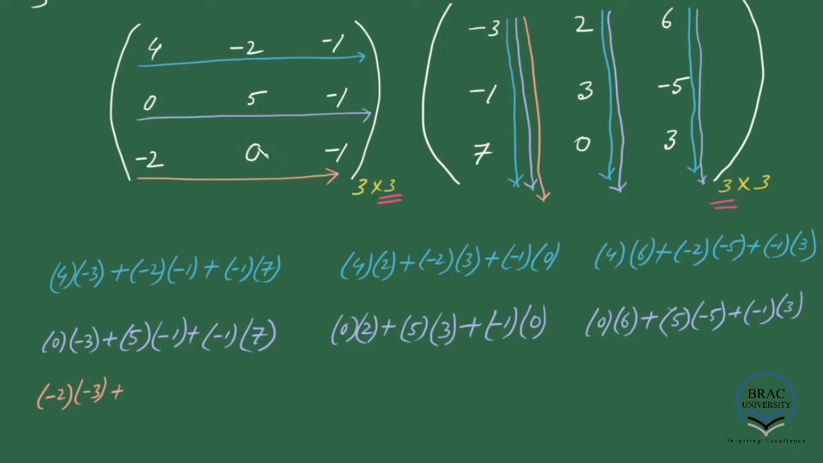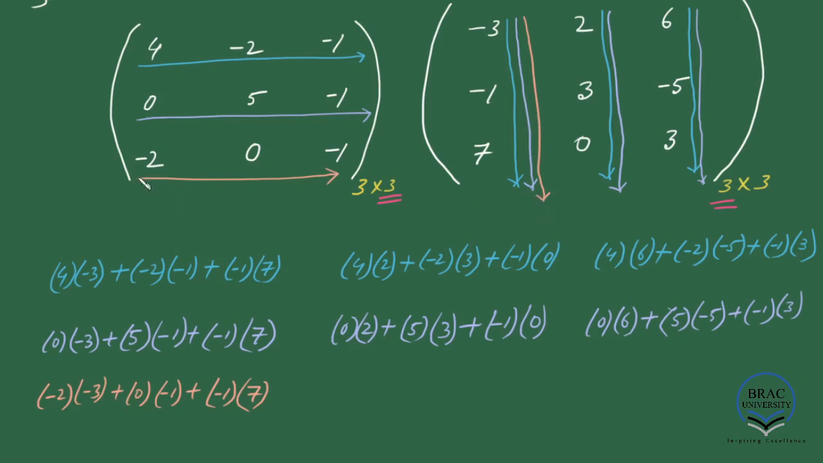Now the second entry of this selected row, which is 0, this will get multiplied with the second entry of this selected column now, which is -1, plus the third entry of this selected row, which is -1. This will get multiplied with the third entry of this selected column, which is 7. We're done with the first column.